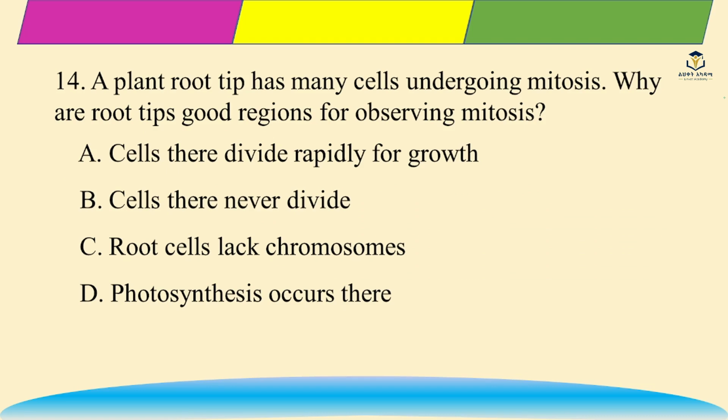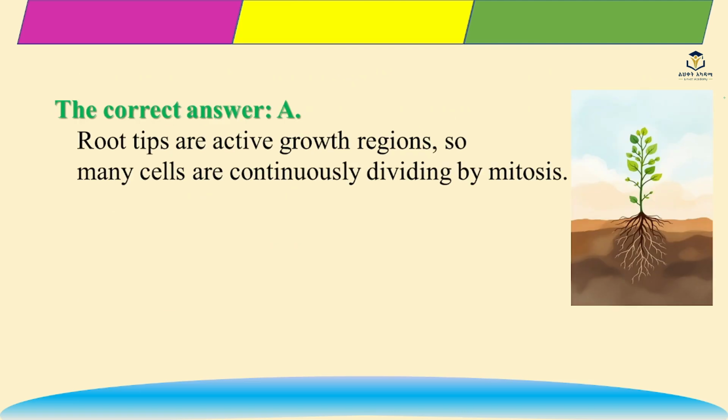Question 14. A plant root tip has many cells undergoing mitosis. Why are root tips good regions for observing mitosis? A. Cells divide rapidly for growth. B. Cells never divide. C. Root cells lack chromosomes. D. Photosynthesis occurs there. The correct answer is A. Cells that divide rapidly for growth. Root tips are active growth regions, so many cells are continuously dividing by mitosis.